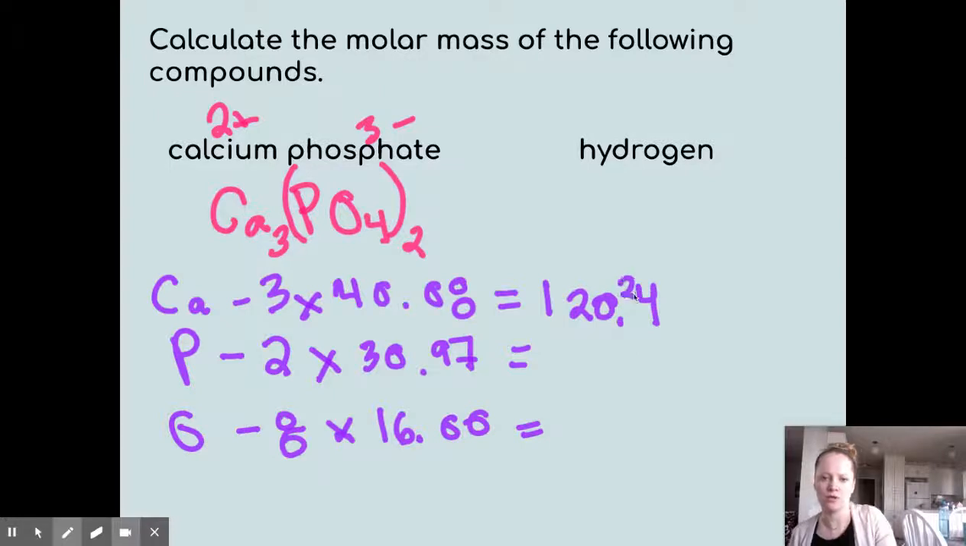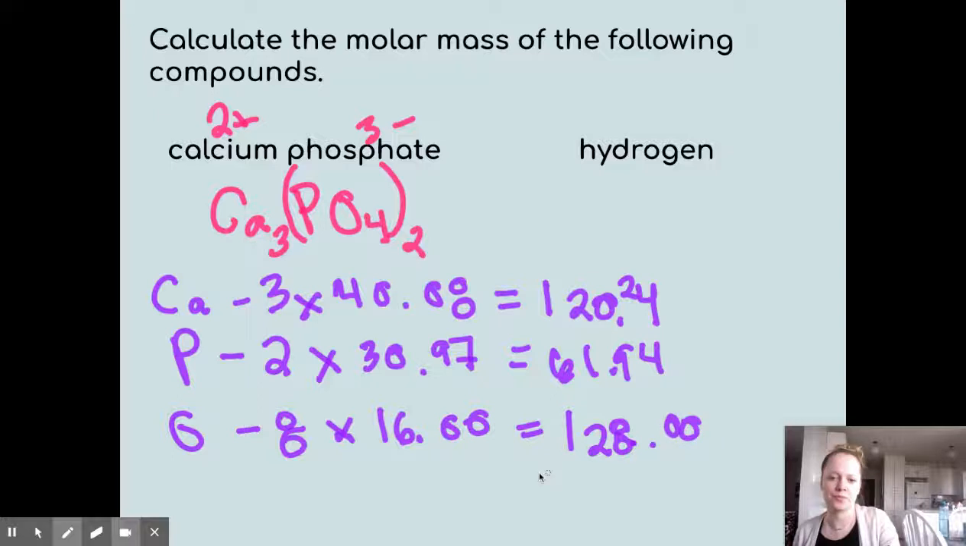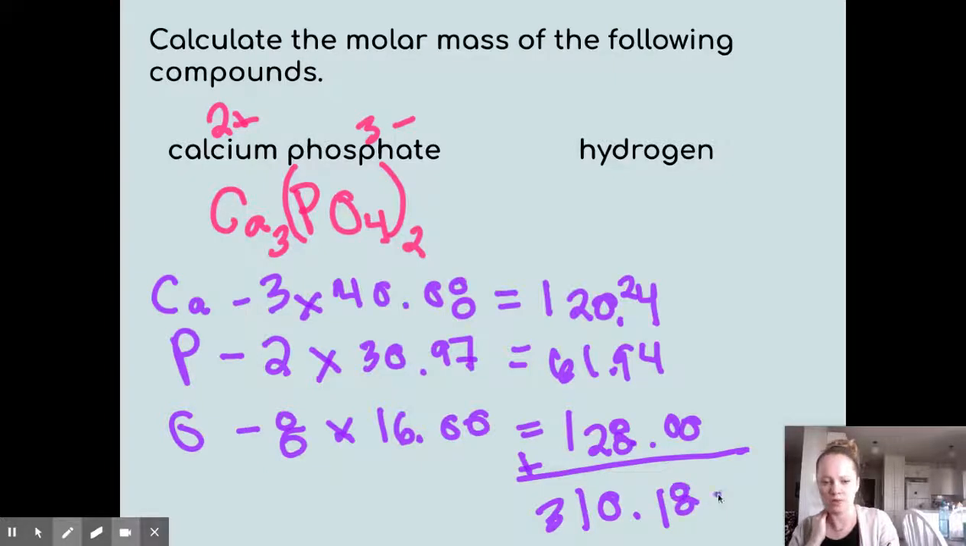And 2 times 30.97 should give you 61.94. And 8 times 16 should give you 128.00. Now we get to add these all up. Okay, so 120.24 plus 61.94 plus 128 gives you 310.18. And our units for molar mass, if you haven't picked this up yet, is grams per mole.